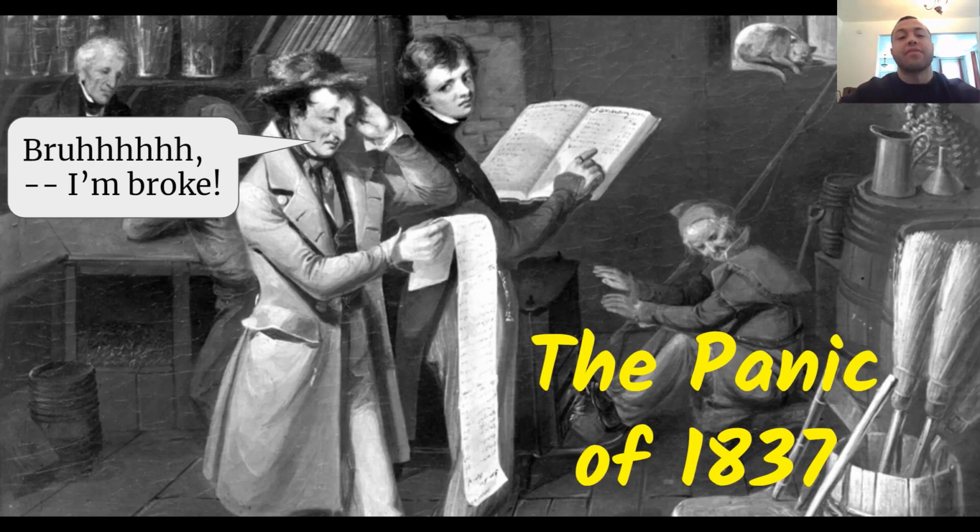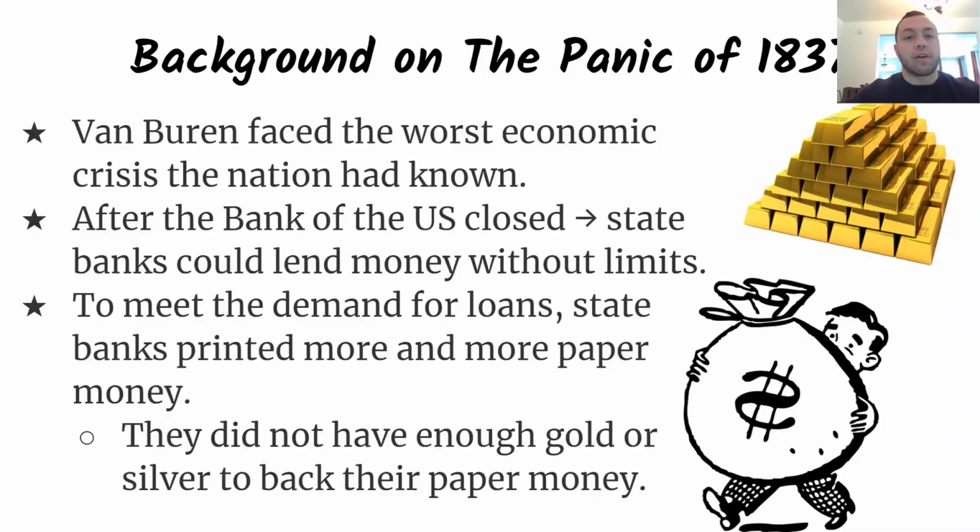So the Panic of 1837. This is going to be the main topic of this lesson. This is a popular image from this time. You can see this is a list of this individual's debt. This was a popular artist portrayal during this time. He did not say, bro, I'm broke. I put that in there. But this is what happens in 1837, right after Andrew Jackson leaves office.